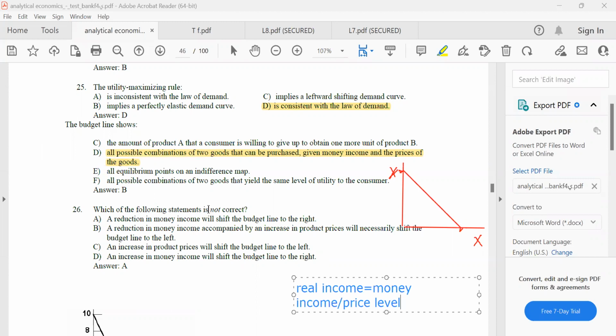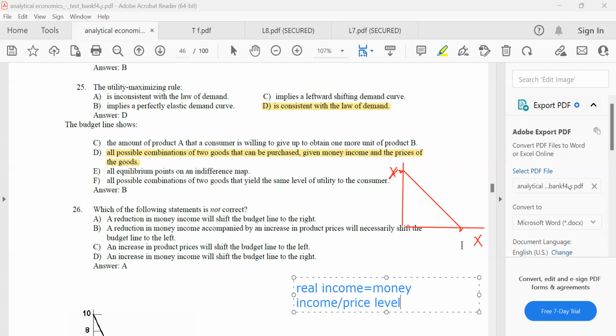Which of the following statements is not correct؟ لازم نقرا الستيتمنت كلها. A reduction in money income will shift the budget line to the right. هل تناقص في الدخل النقدي هينقل البادجت لاين ناحية اليمين، ولا تناقص الدخل النقدي بيكون مرتبط بزيادة في السعر برودكت وده هينقل البادجت لاين to the left، ولا an increase in product prices will shift the budget line to the left, an increase in money income will shift the budget line to the right.